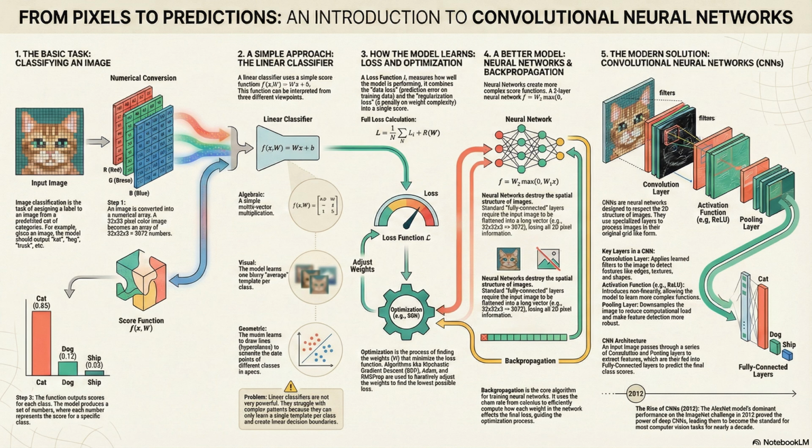Nonlinearity. We go from that simple function, f = Wx, to a two-layer network: f = W2 max(0, W1x). The key is that piece sandwiched in the middle. That max(0, x) function is the rectified linear unit, or ReLU. That's what gives us the bend.